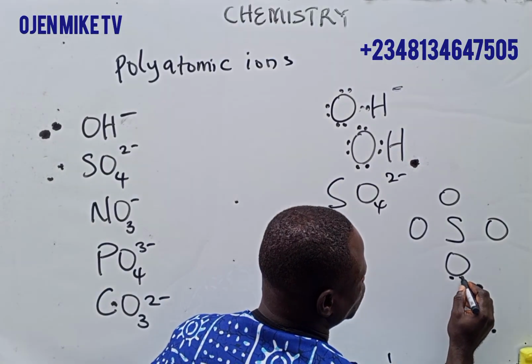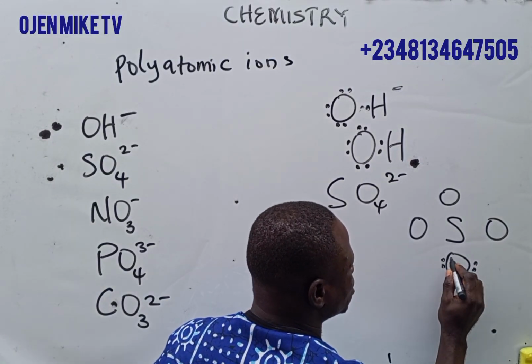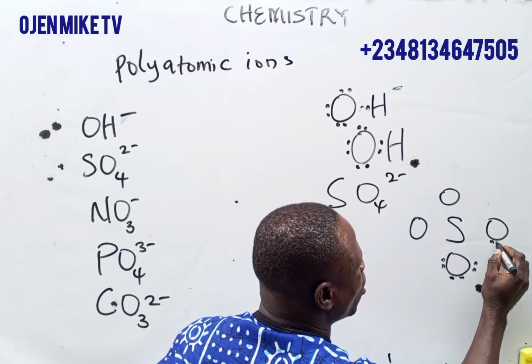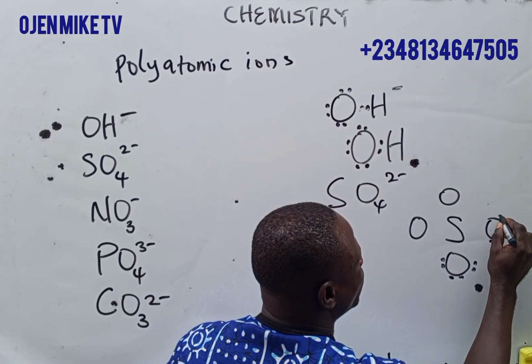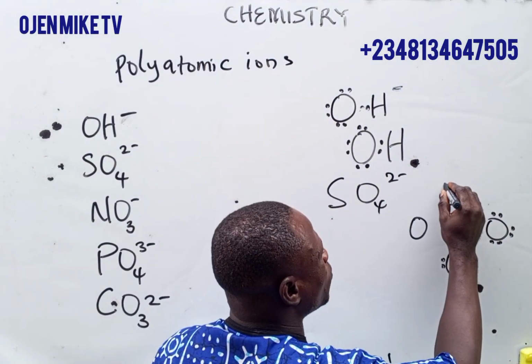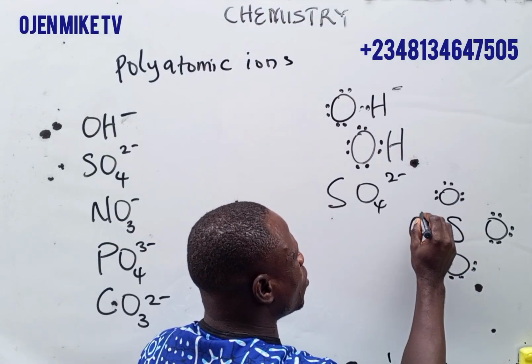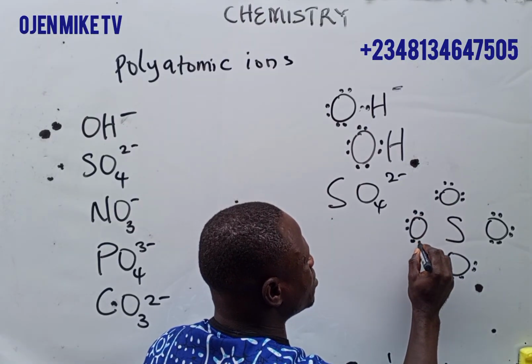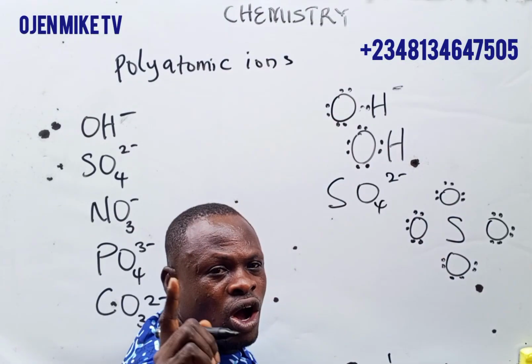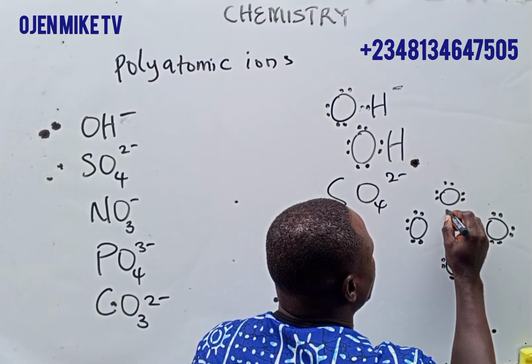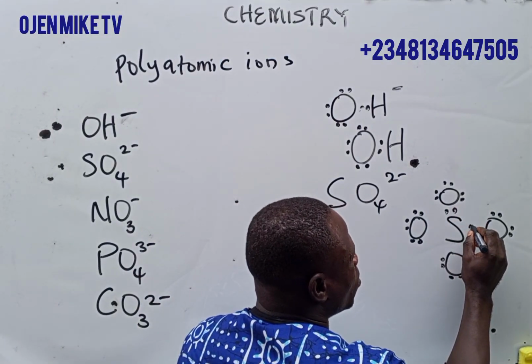Oxygen here has 1 2 3 4 5 6, left with 2 to complete. The same for each of the four oxygens. Sulfur on the other hand has 6 valence electrons.